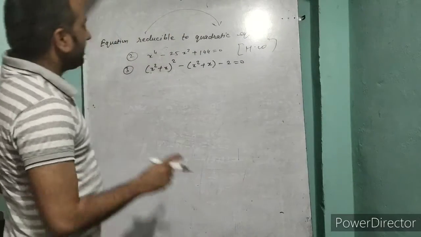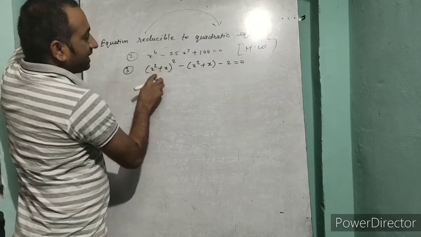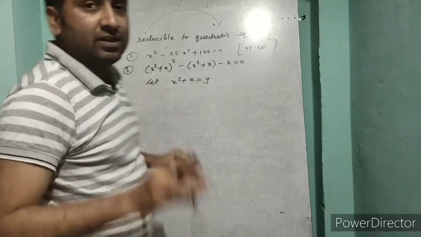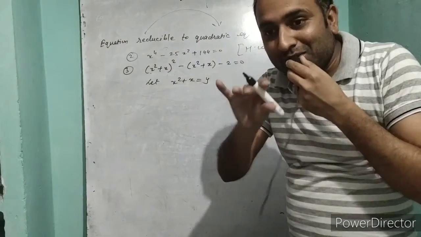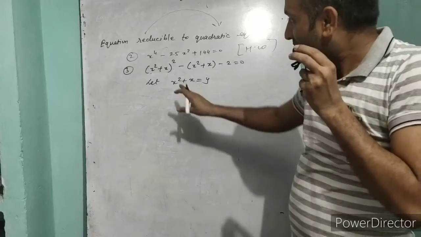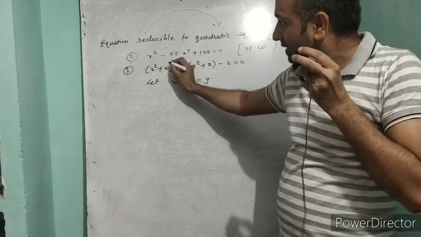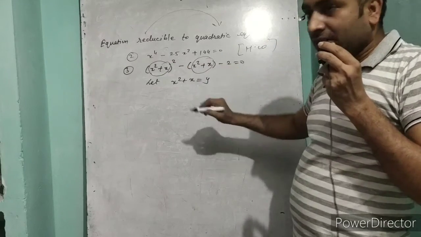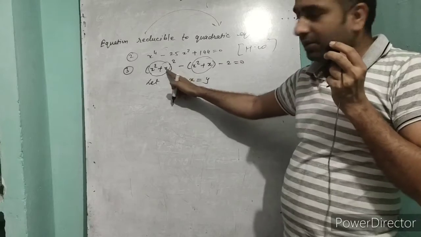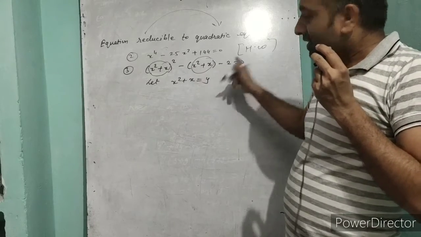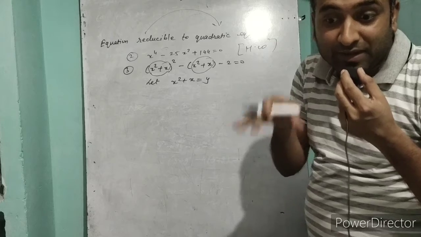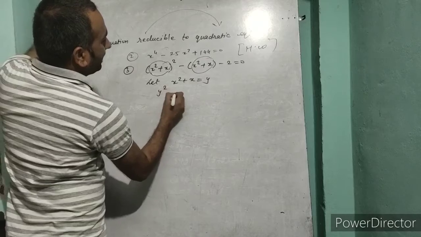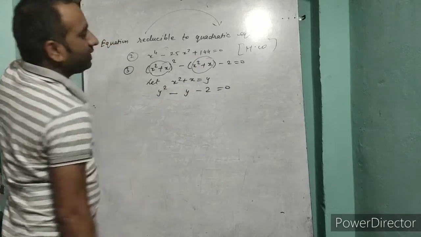Can you tell me, let x square plus x be equal to y. It's your work. First you look at your question, and in your question you can see it is the square of this whole quantity, and it is already here, there is no other square. So suppose it is y, this will give you y square minus y minus 2. So you are making a quadratic equation. So it is y square minus y minus 2 is equal to 0.